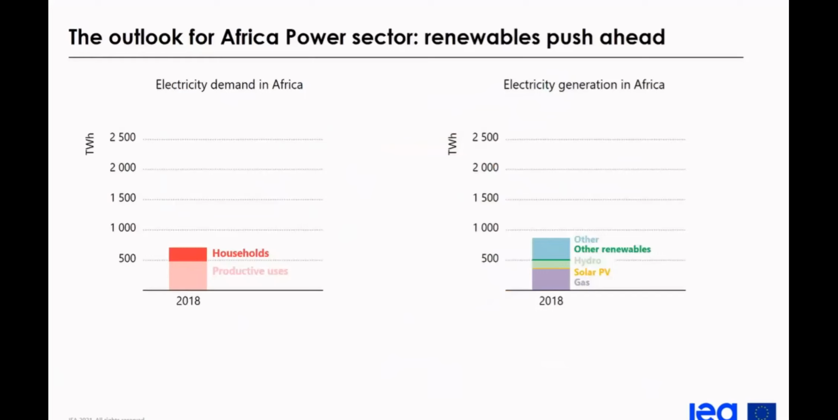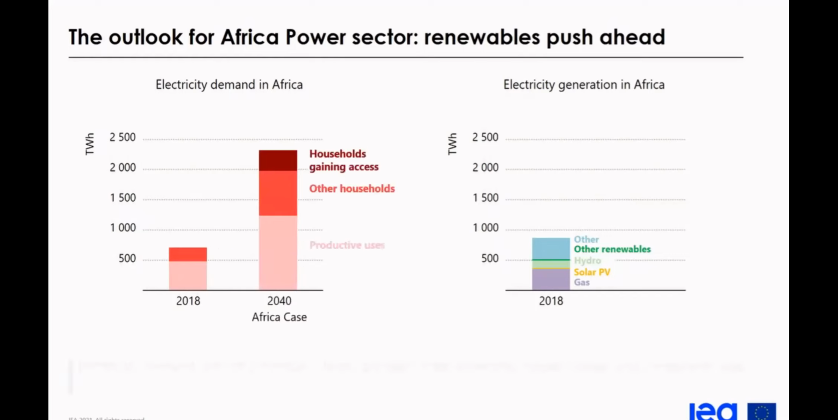Let's have a look at one result of our modeling exercise on the African power sector, where on the left part you can see demand for electricity in Africa, and on the right part you can see how this demand is supplied, is provided by the electricity generation sources. So today, most of the electricity demanded in Africa is for productive uses, industry, agriculture, and there is also a significant part for households, and it's provided by sources which are gas, solar PV, hydro, and other sources for electricity generation.